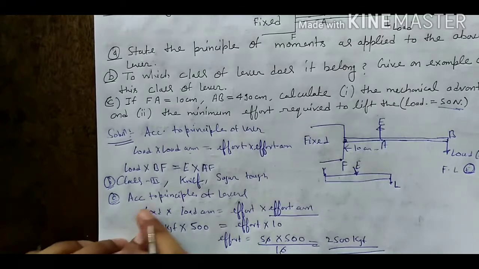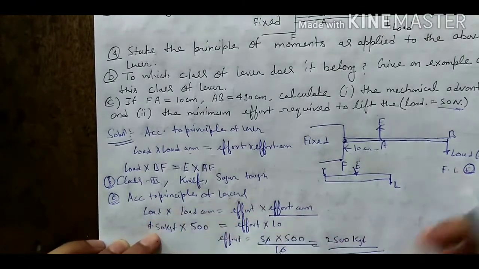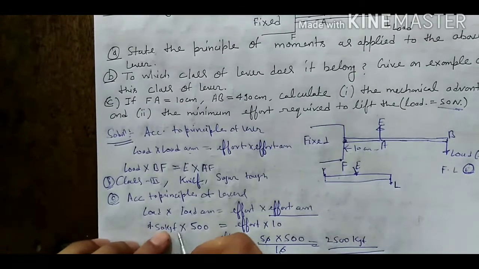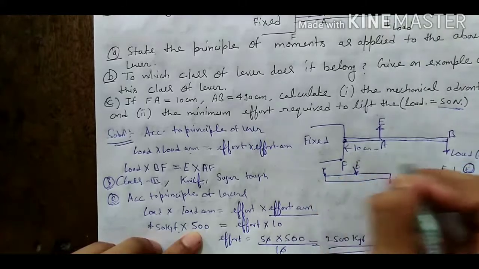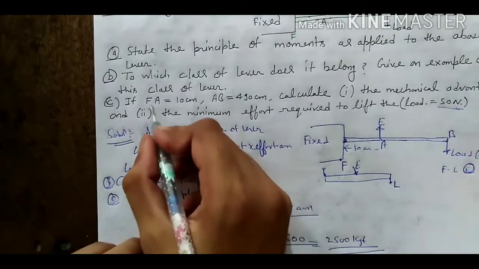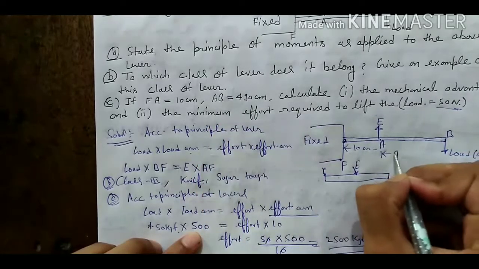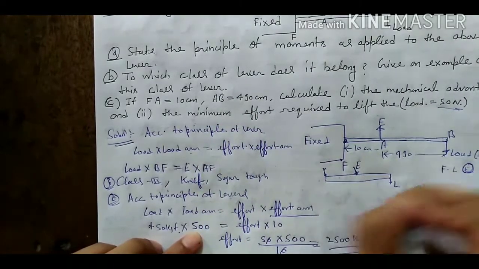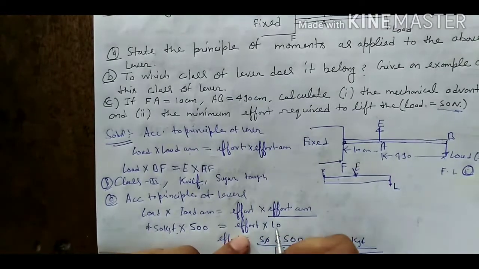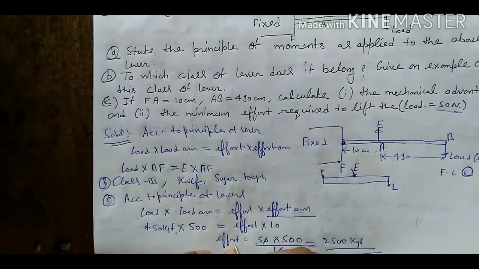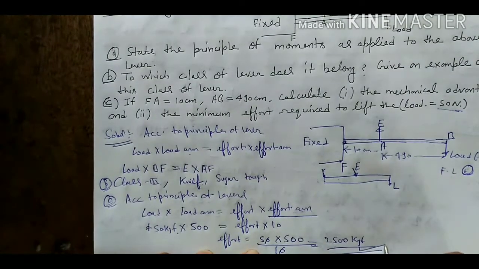Once again, according to the principle of levers, load into load arm will equal effort into effort arm. Here load is given 50 kgf, into load arm. Load arm is the distance from fulcrum to load. This is 500. Why 500? Because FA is 10 and AB is 490. The total distance from F to B will equal 500, and effort is asked, and effort arm is 10. Here effort will equal 50 into 500 upon 10. This will equal 2500 kgf.